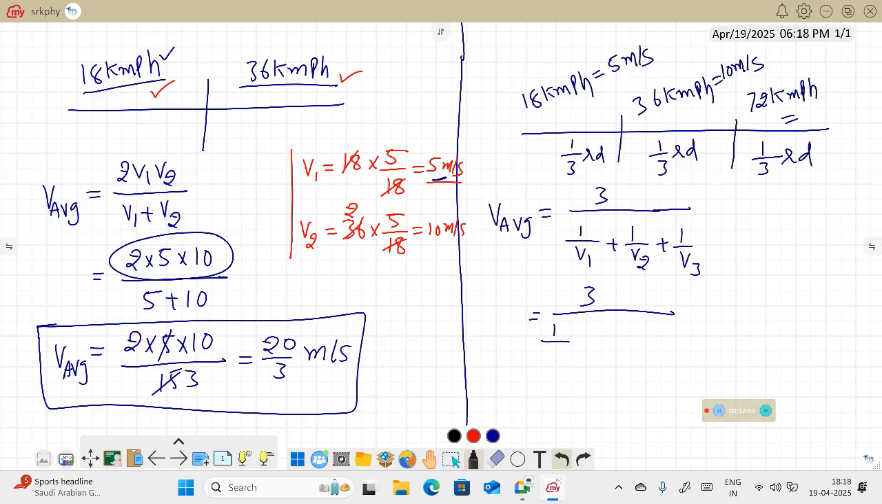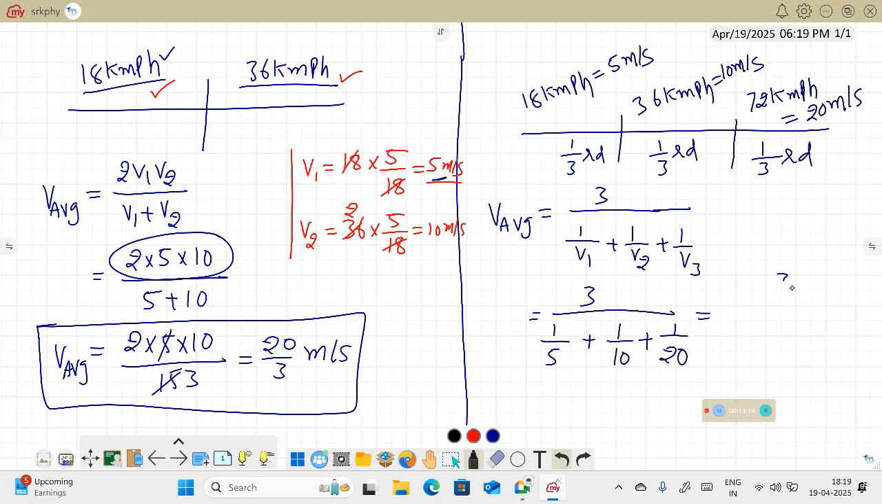36 kilometer per hour means 10 meter per second. Next this one, 72 kilometer per hour. 18 fours are how much? 72. 72 into 5 by 18. 18 fours are 72. 4 into 5, 20. 20 meter per second. Right? Yes, sir. So 1 by V1 is 1 by 5 plus 1 by V2 is 1 by 10 plus 1 by V3 means 1 by 20.